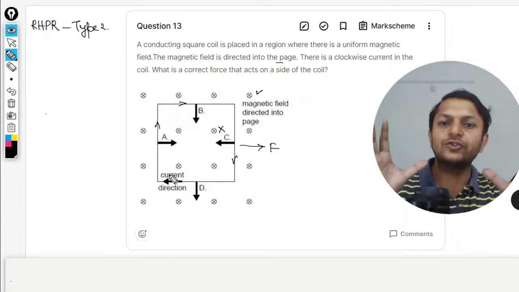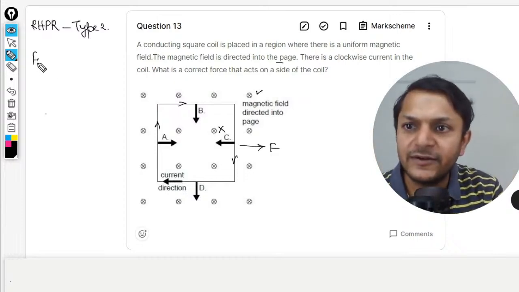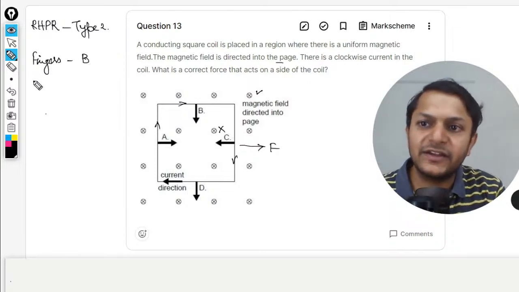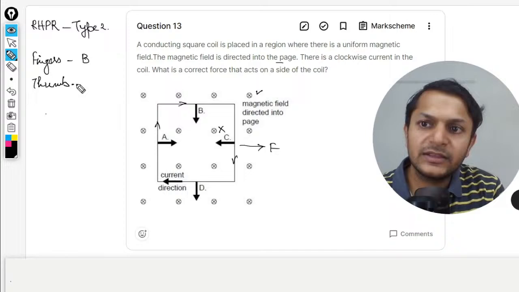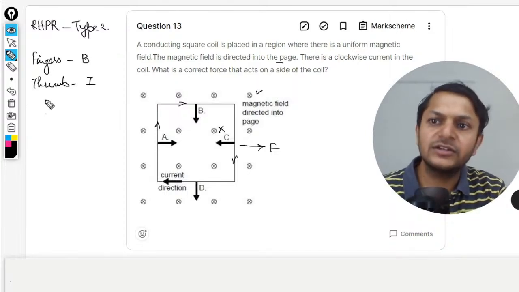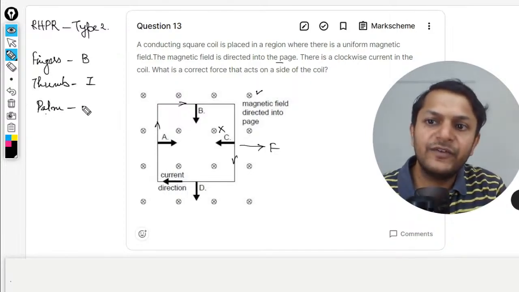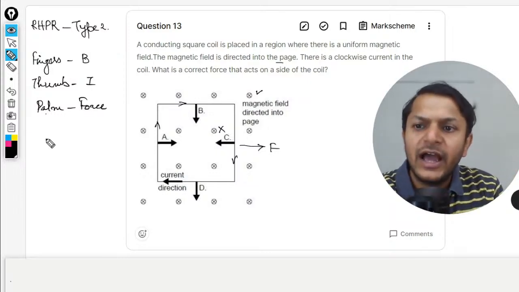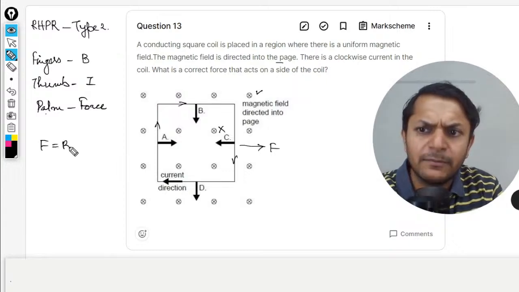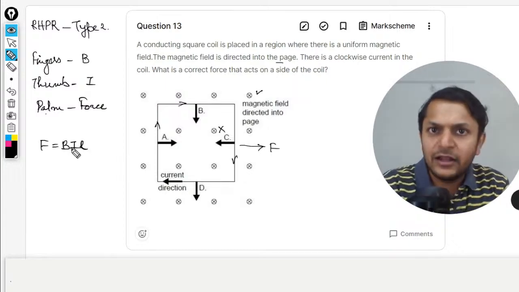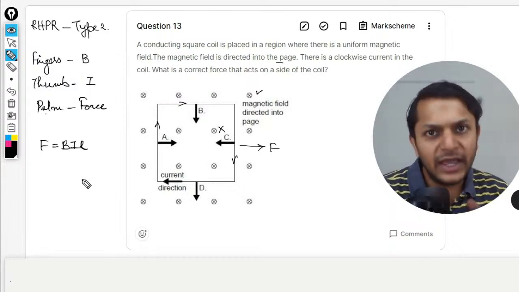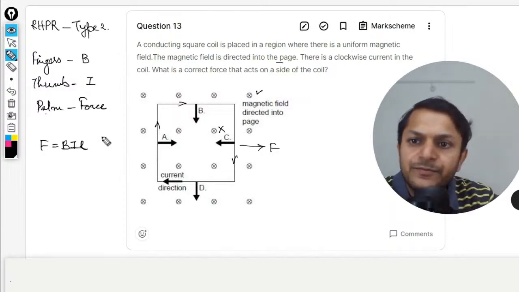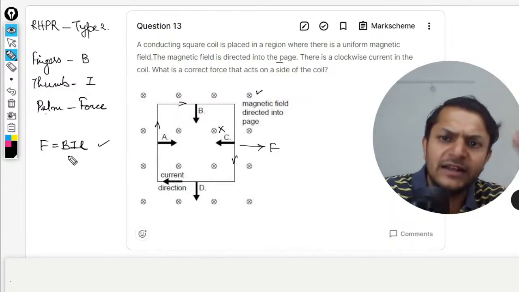Similarly, we are going to apply this rule for all of these. I'm going to write it here. Fingers will be pointing towards the magnetic field, thumb will be pointing towards the current, and palm will be giving you the force on the current carrying wire. And you must also know the magnitude for this. It is BIL. BIL is the magnitude of the force, but we need not find that. Anyway, just keep that in your mind.